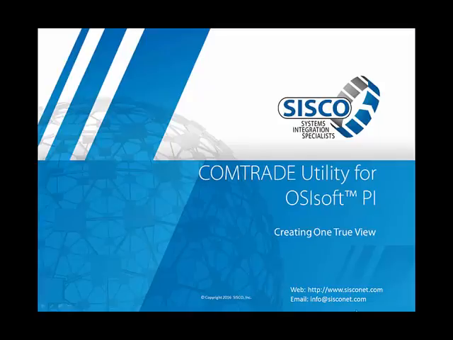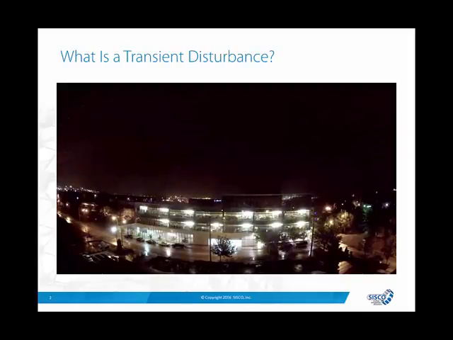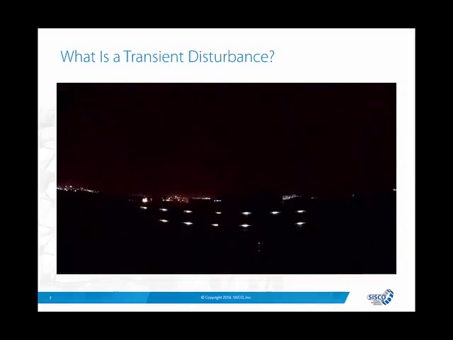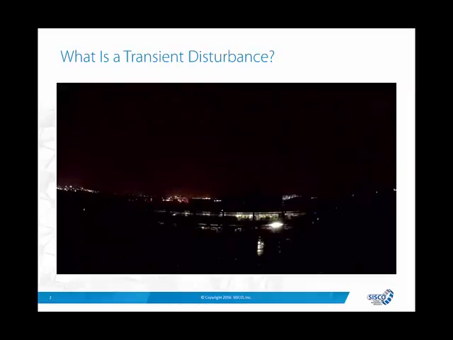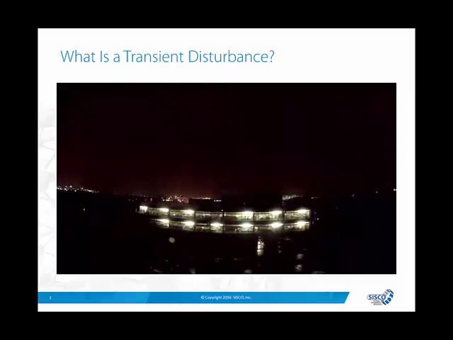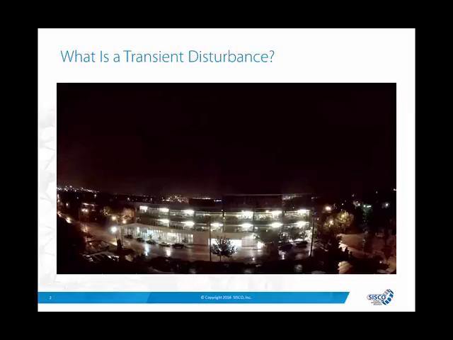Thank you for spending a little time with me today to get an overview of the COMTRADE utility for OSIsoft PI. For those of you who don't know what COMTRADE is, it's a standard file format to capture very high-speed disturbances on the electric power system. We've all experienced these disturbances as power outages. These power outages are called transient disturbance events. Typically, they can be caused by lightning or other short circuits to the distribution or transmission system.